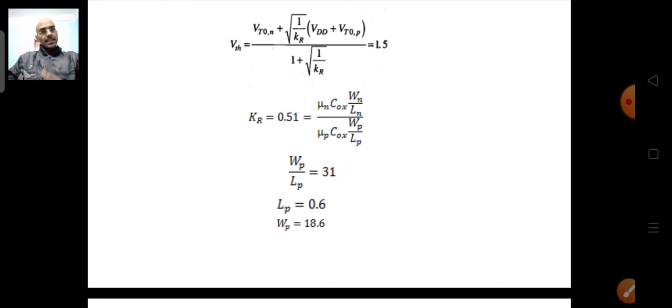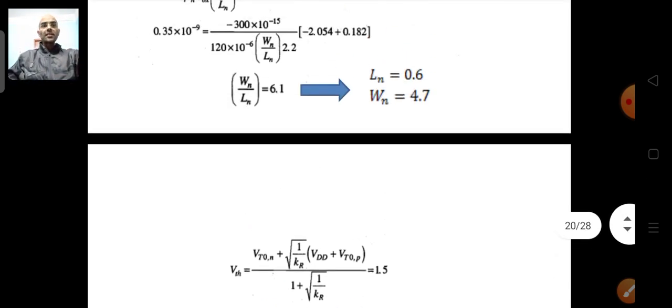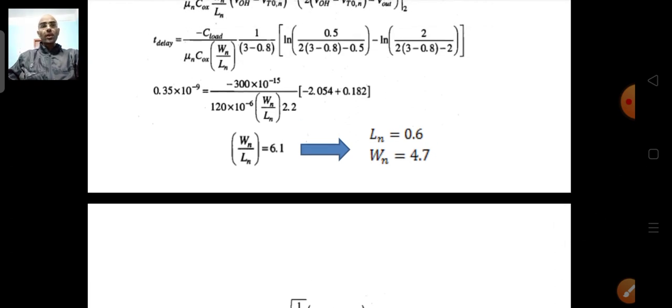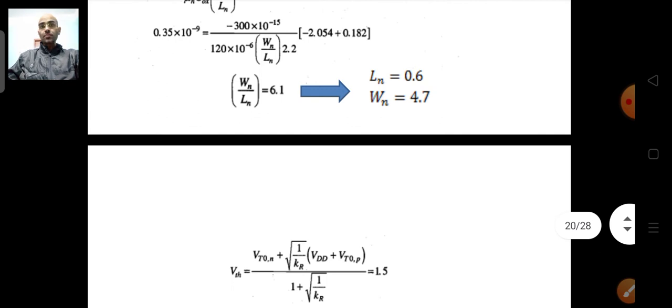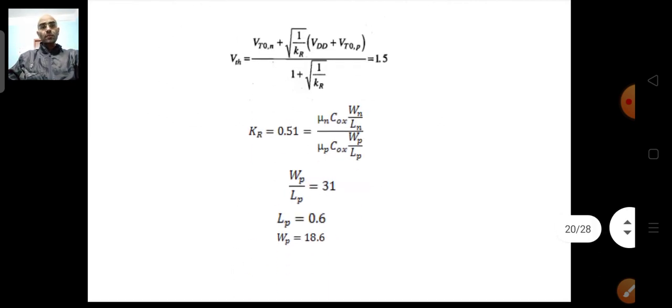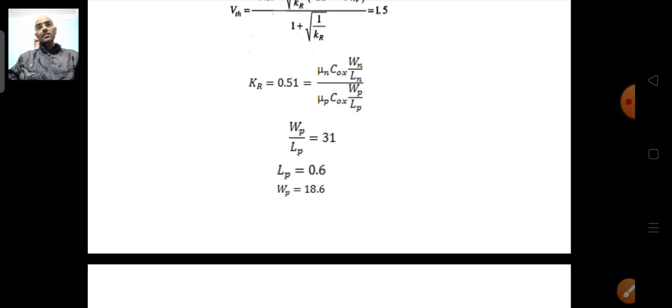L, as I have told you, we will keep at the minimum, 0.6 micrometer. So if W by L of PMOS is 31, the width of the device will come as 18.6 micrometer. This was asked in the problem: to find the width of the NMOS and the PMOS to satisfy all the constraints given in the problem. So the width of the PMOS we will keep as 18.6 micrometer, and the width of the NMOS as 4.7 micrometer. Then we will satisfy all the constraints given in the problem.